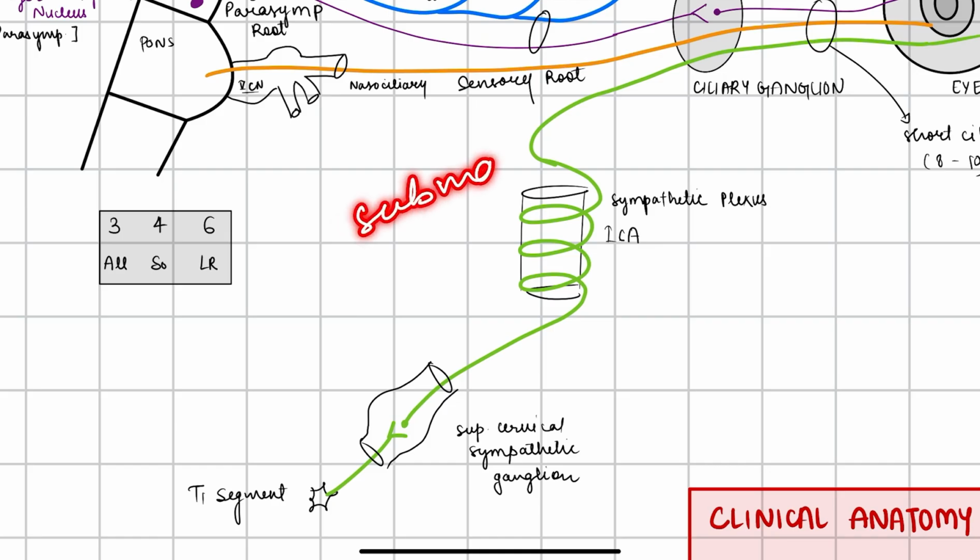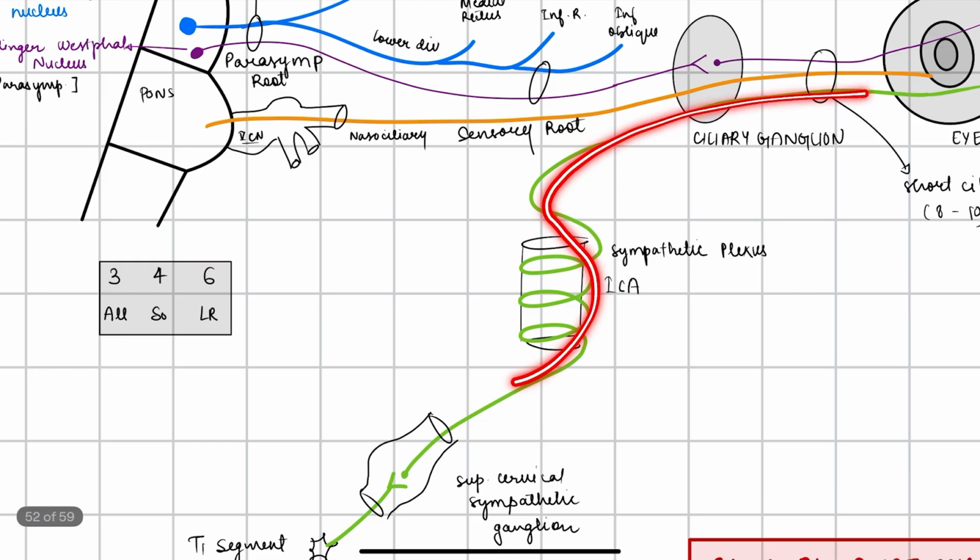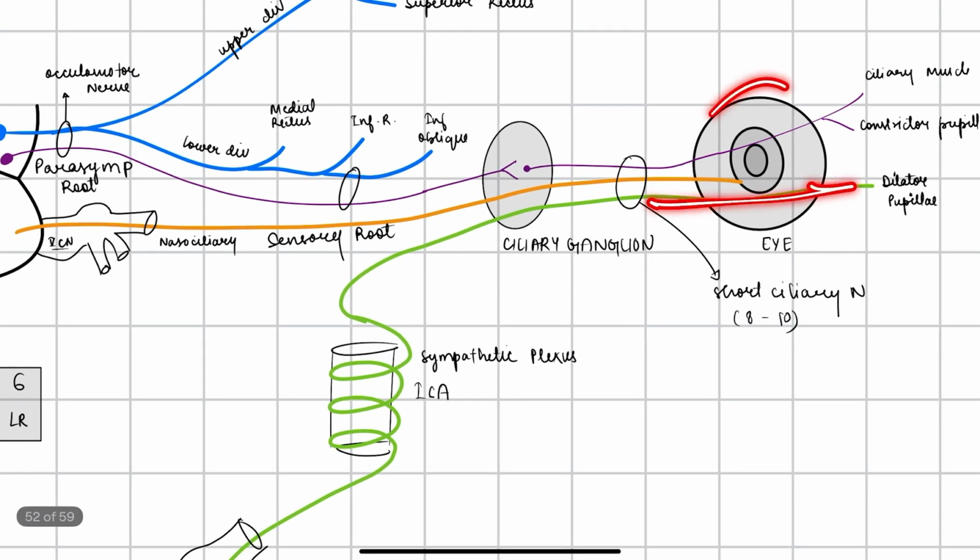and in the submandibular ganglion, the sympathetic plexus is formed on the facial artery. It goes through the ciliary ganglion and it supplies the eye, supplying the dilator pupillae.